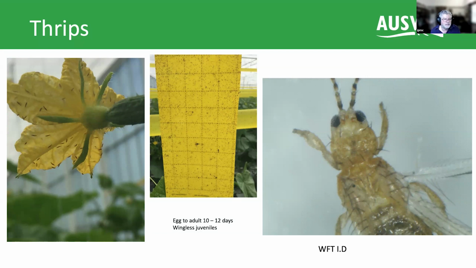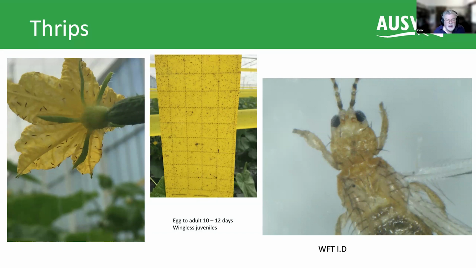Western flower thrips is probably the most notorious vector for tomato spotted wilt virus and impatiens necrotic spot virus, which can be problems in a wide range of crops: lettuce, vine crops, tomatoes, cucumbers, capsicums, chilies, cucurbits of all sorts. The way to actually identify thrips is only really possible with a microscope.